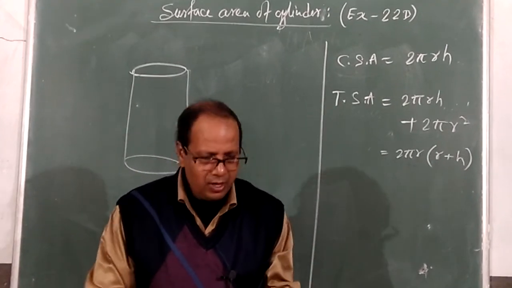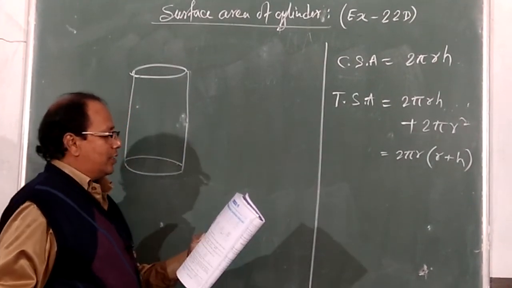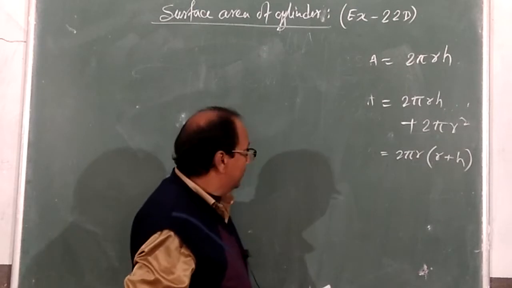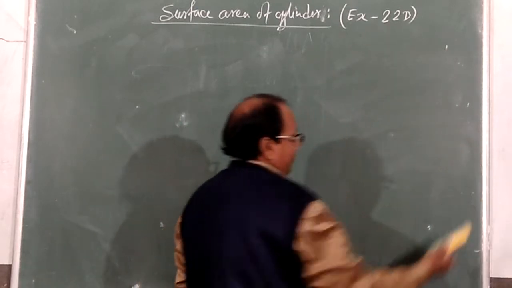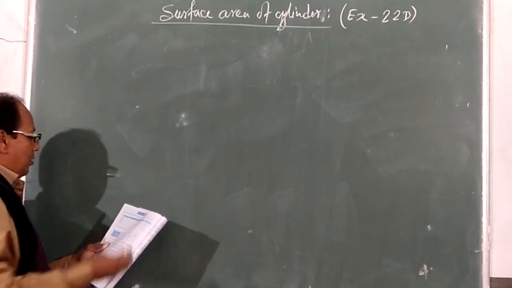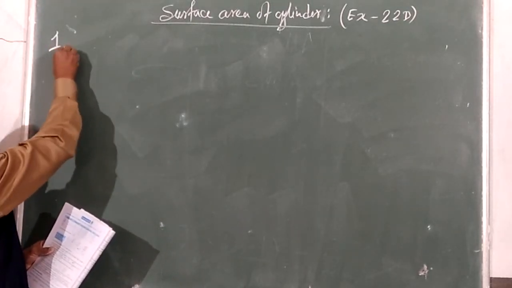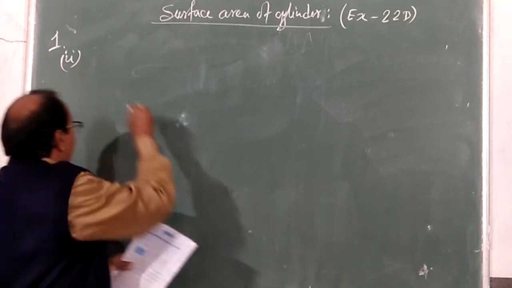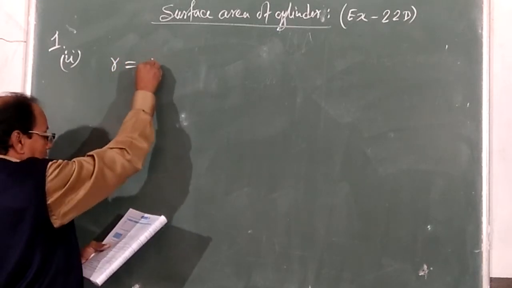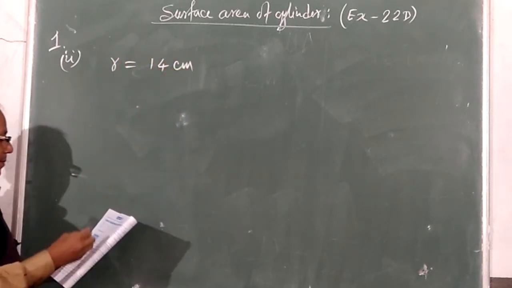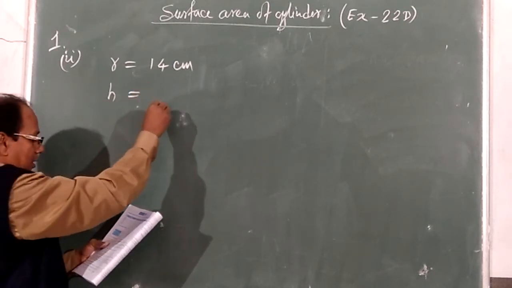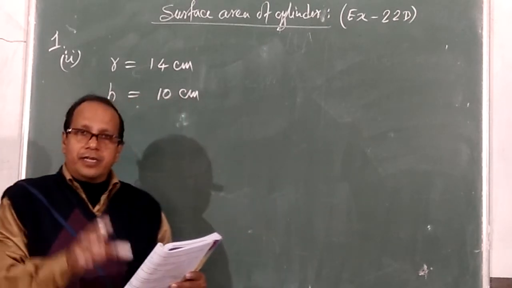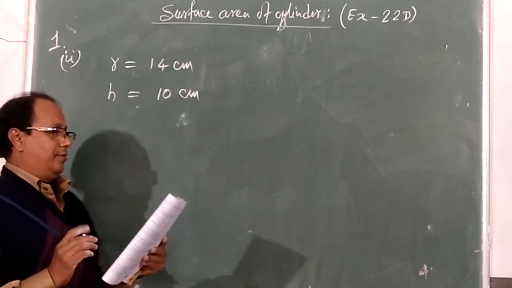Now let's start. Almost all the questions of question 1 are the same. So I am discussing one of the questions. Here I am discussing question 1 second. Here radius is given. Radius is 14 centimeter and height is given here 10 centimeter. So we have to find out curved surface area, area of the base and whole surface area.